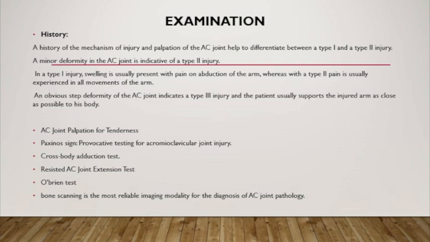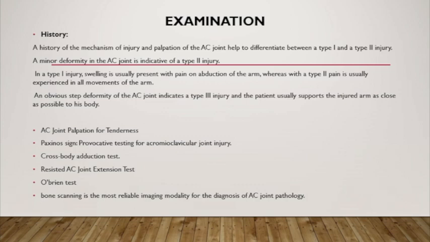The assessment of AC joint injury will be similar to any other assessment for the shoulder complex. What I'm explaining here is only the main points that are present in case of AC joint injury. So the first point, as I've already mentioned, is history. In history, we need to understand the mechanism of injury, which I have already discussed in my previous video. This mechanism of injury as well as palpation of the AC joint also helps to differentiate between type 1 and type 2 injury.